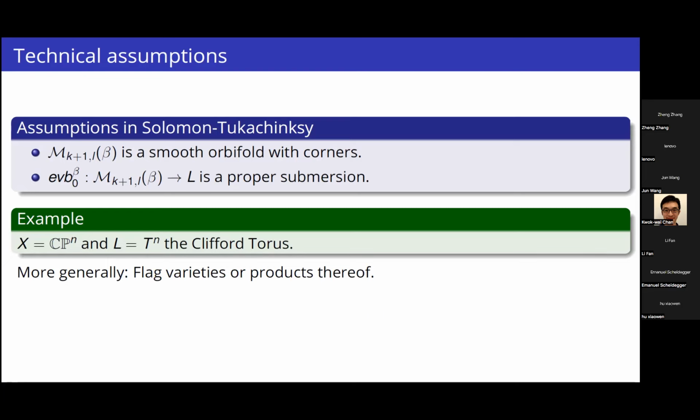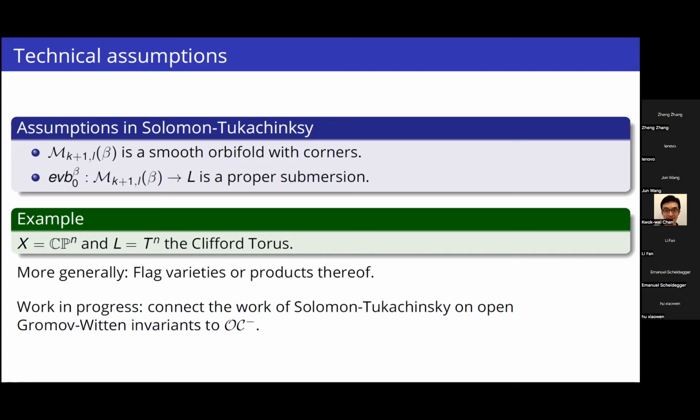But why I use their setup is that in work in progress, I relate the work of Solomon and Tukachinsky on open Gromov-Witten invariants to the negative cyclic open-closed map. And hopefully at the end of my talk, I will have some time to say something about this.